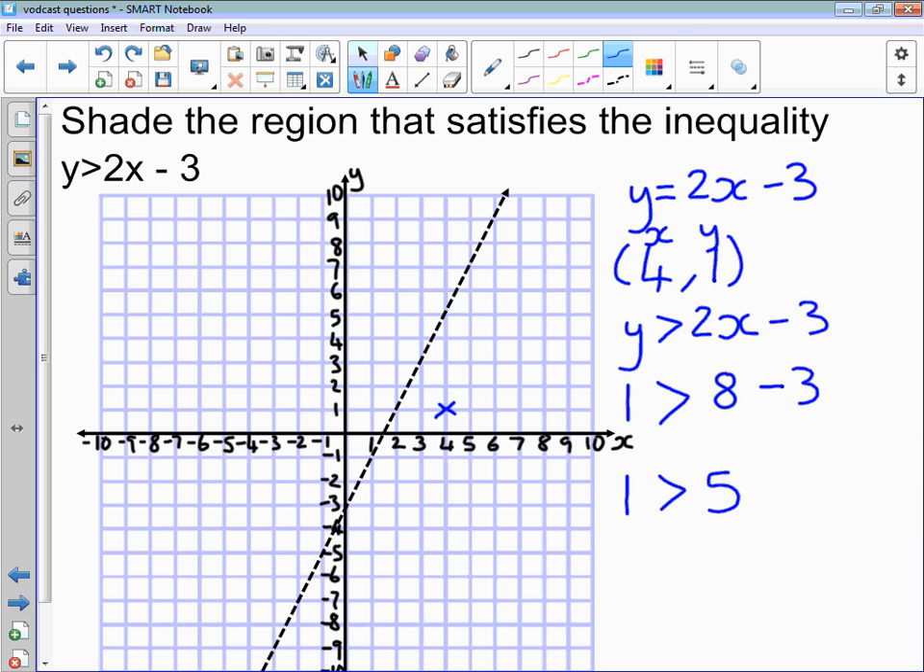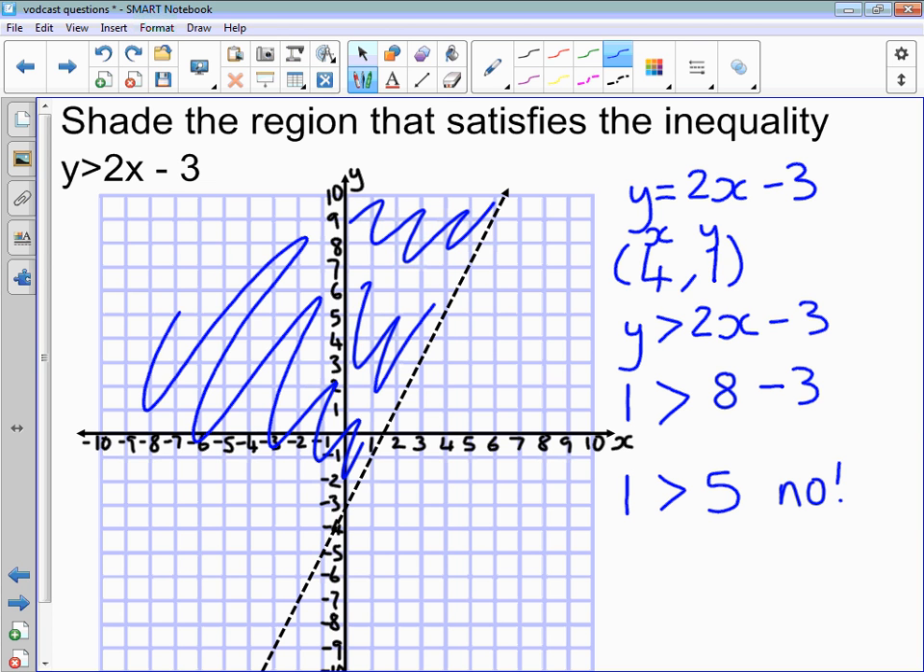Does this work? Is 1 greater than 5? The answer is no. So this side of the line does not work for that inequality. That means it's the top of the line, above the line, that works for this inequality, that satisfies this inequality.